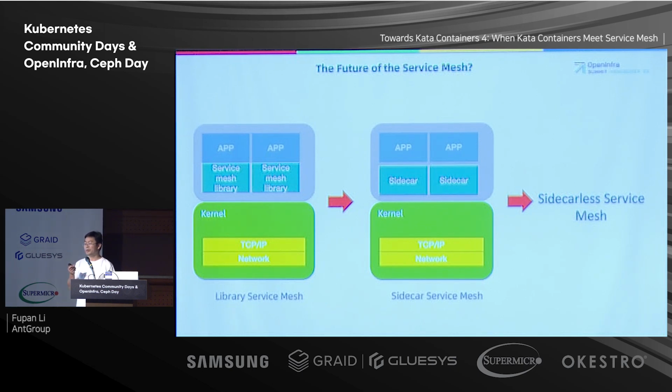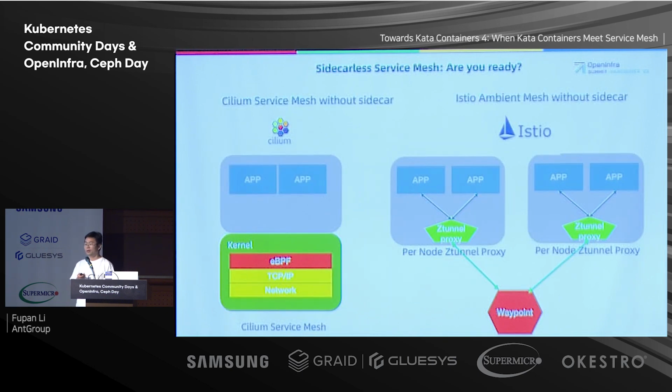Because in the sidecar service mesh mode, you have to deploy one sidecar to cooperate with one pod. If you have hundreds or even thousands of pods on one node, you have to deploy hundreds or even thousands of sidecars on your host. This is very resource costly, because even if your service is very simple, with a very small footprint, you have to deploy a full-footprint service mesh sidecar, such as Envoy. Now, the mainstream service mesh community has evolved two separate sidecarless service meshes. One is Cilium service mesh, and the other is Istio ambient service mesh.